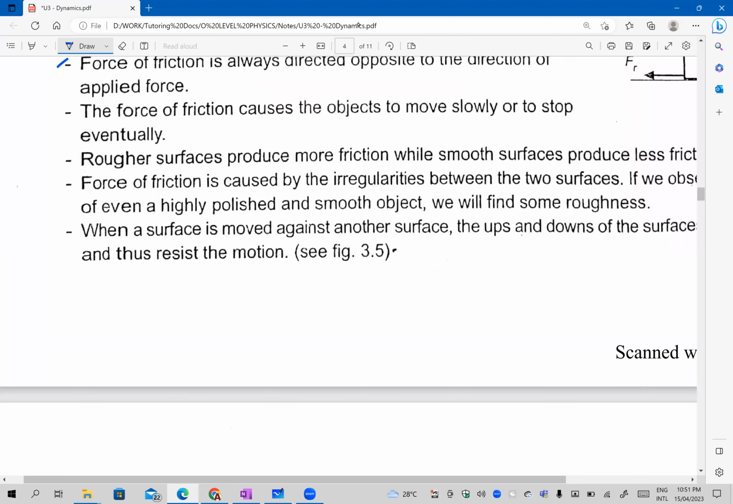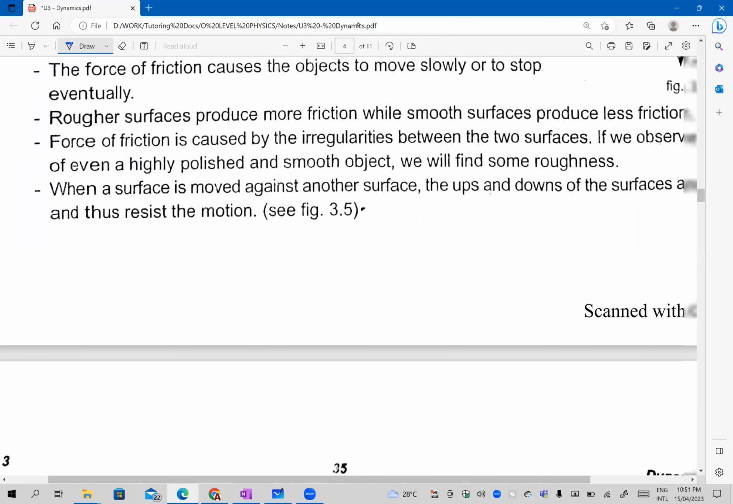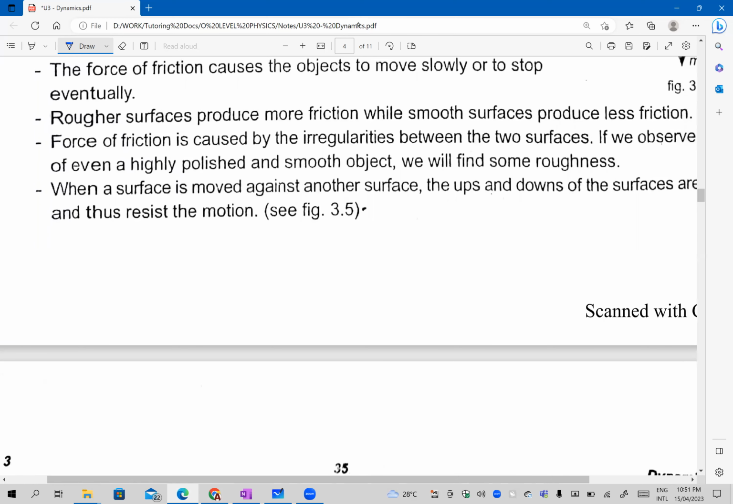Rougher surfaces produce more friction while smooth surfaces produce less friction. So surfaces that are rough will produce more friction, and surfaces that are smooth will produce less friction. Why is that so? The reason is very simple, because in rough surfaces, the irregularity between these surfaces is going to cause the force of friction to increase.